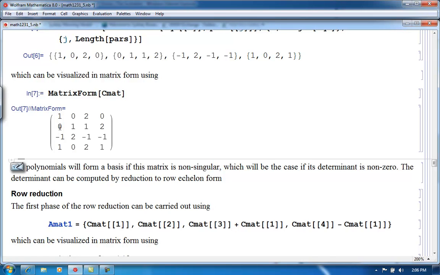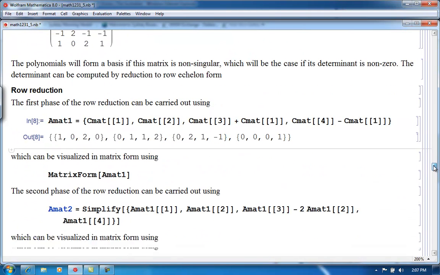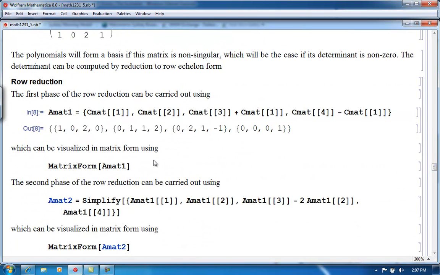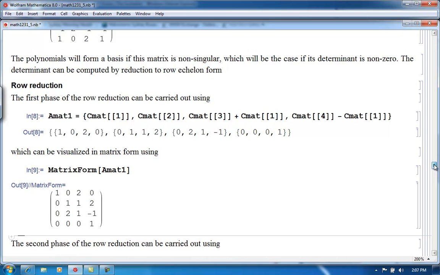We leave the first two rows as they are, and we add the second row to the third, the first row to the third, and subtract the first row from the fourth. And we can do that using this, and view it as a matrix using this. And we see that indeed we've got zeros all down the first column, under the diagonal element.